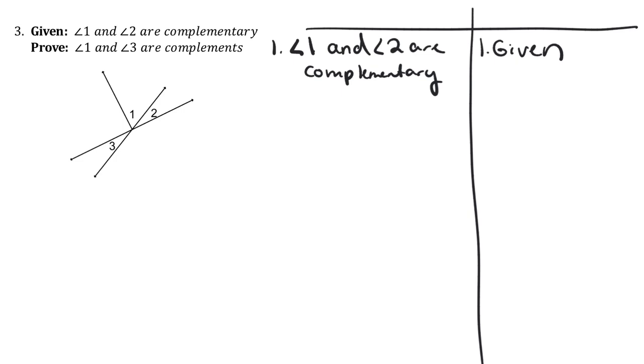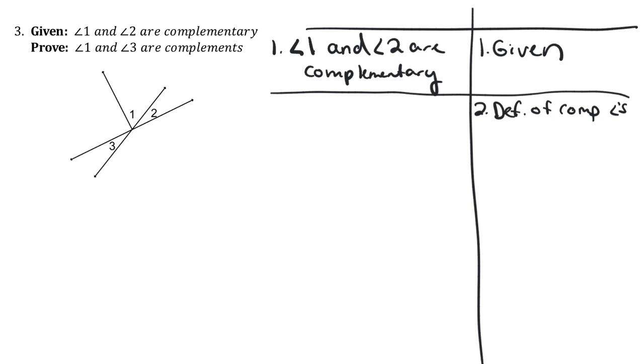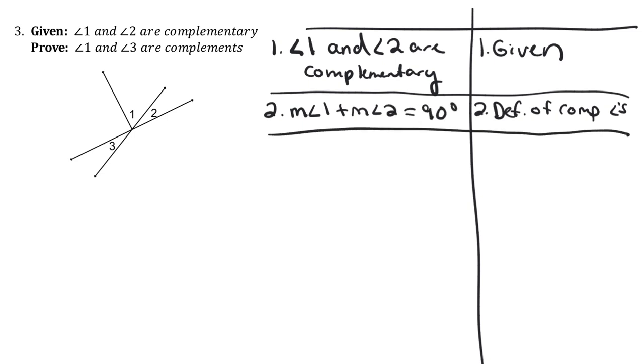Okay, so our next proof here, we're given that angle 1 and angle 2 are complementary. So you need to remember what the definition of complementary angles is, so that way you can actually write something down for step 2. Remember, complementary angles are 2 angles that add to 90 degrees. So we can state that the measurement of angle 1 plus the measurement of angle 2 equals 90 degrees using the definition of complementary angles. Now, we're stuck because that was the only clue we were given in our given.